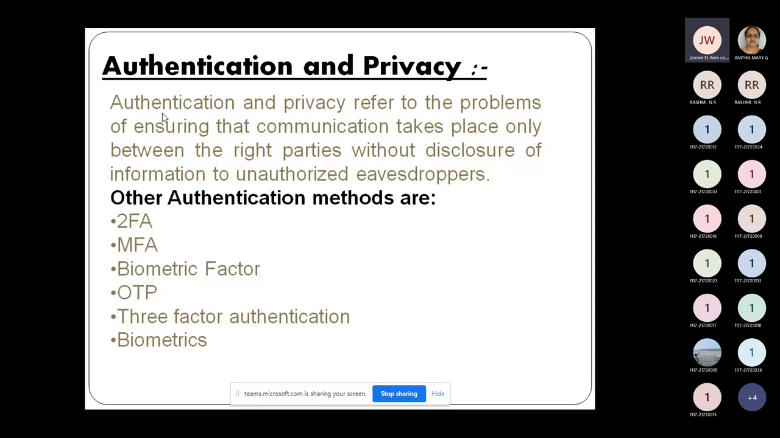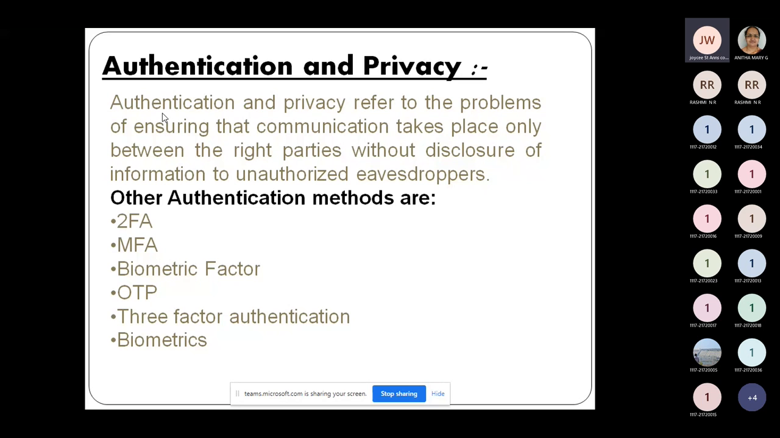Next one is multi-factor authentication. Multi-factor authentication is nothing but having more than one authentication. More than one means it can be two-factor, it can be multiple authentication, it can be biometric, it can be face recognition. Depending upon the authorized users, we use this multi-factor authentication.